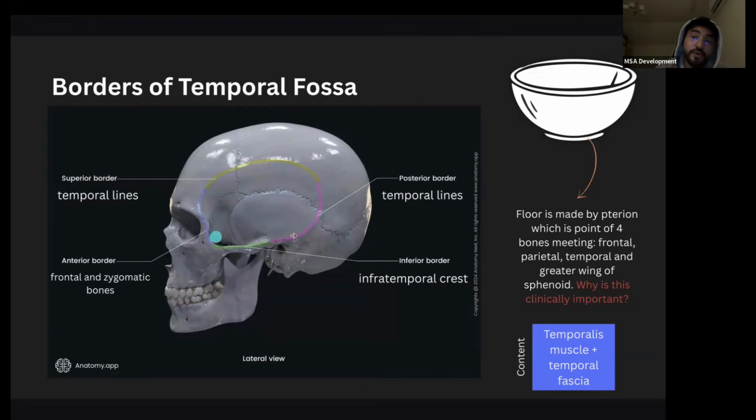Now, what sits here in this ball? Two things: temporalis muscle and temporal fascia. So it's called the temporal fossa, and it has a muscle that's called the temporalis muscle, and it has fascia that's called the temporal fascia. And the superior and posterior borders are the temporal lines. The inferior border is the infratemporal crest. And anteriorly, what basically borders it are the frontal and the zygomatic bones. Very easy, very straightforward. I honestly don't think that you will get a question about the temporal fossa, but in case you do, here you go.